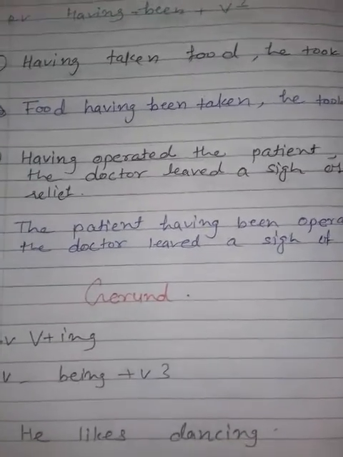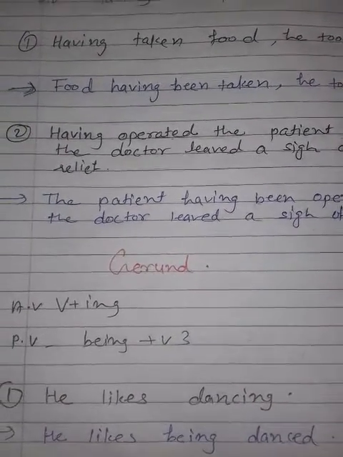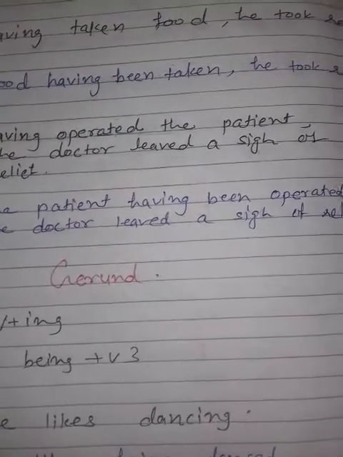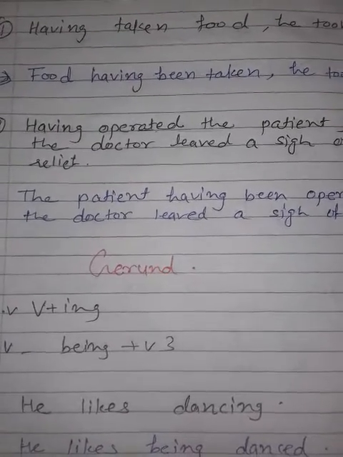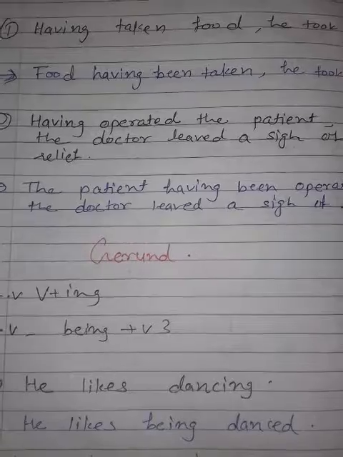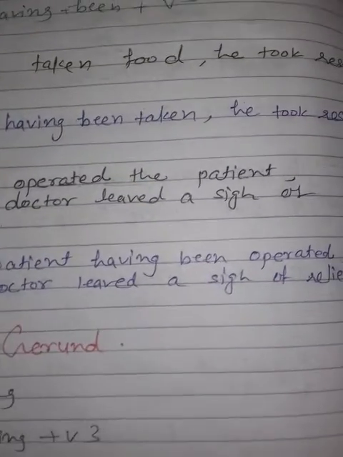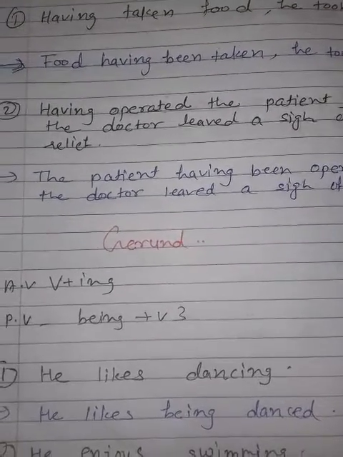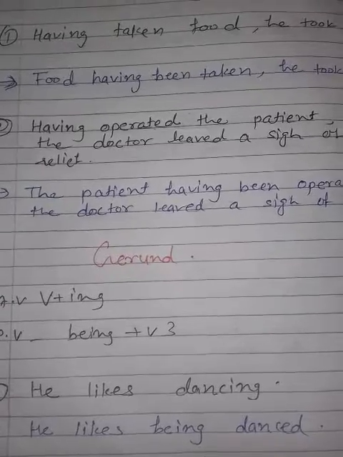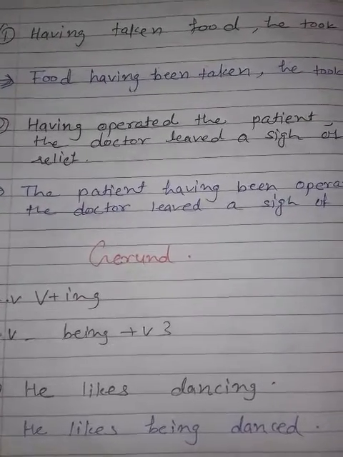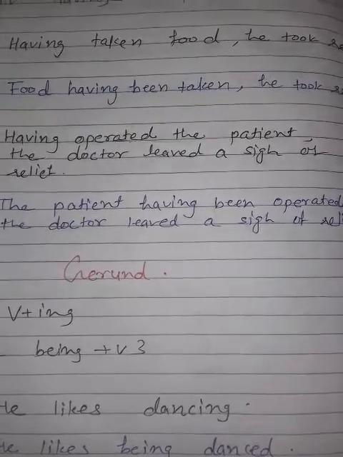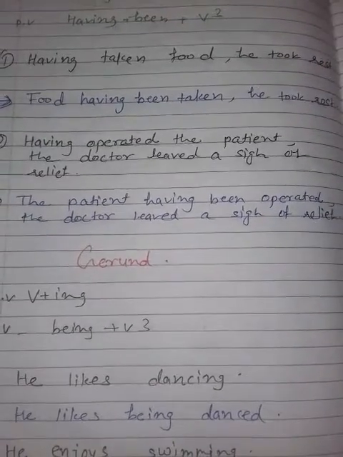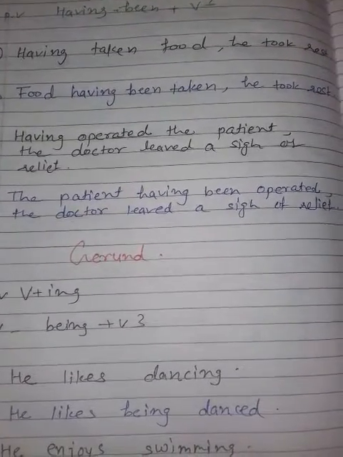He took rest. Now the second example: having operated the patient, the doctor heaved a sigh of relief. Now we change it into passive voice. What is the object here? The patient. This object becomes the subject in passive voice: the patient, and by the same method, the patient having been operated, then after the comma, as it is, the doctor heaved a sigh of relief.